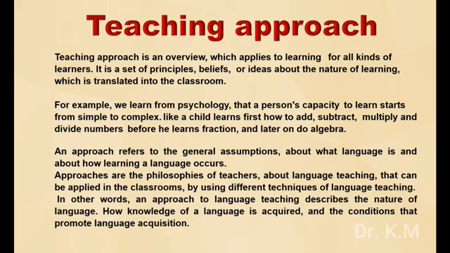For example, we learn from psychology that a person's capacity to learn starts from simple to complex. Like a child learns first how to add, subtract, multiply and divide numbers, before he learns fractions, and later on does algebra. An approach refers to the general assumptions about what language is, and about how learning a language occurs.